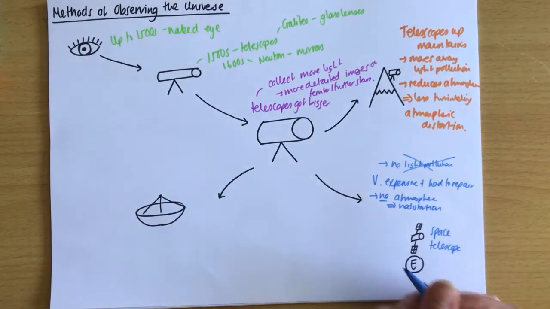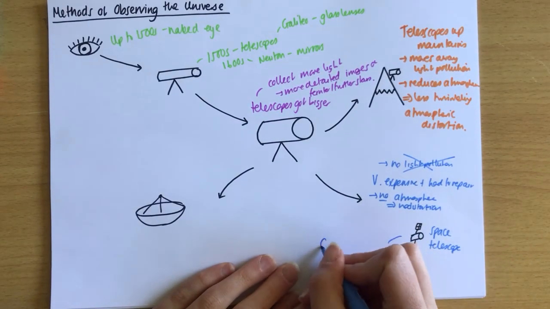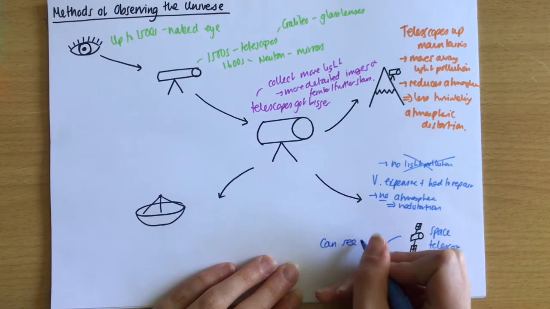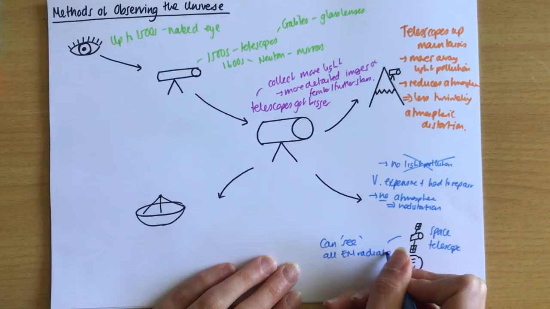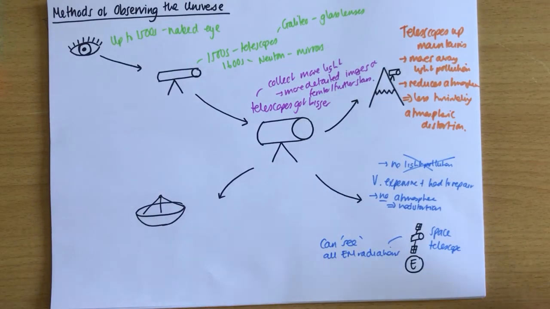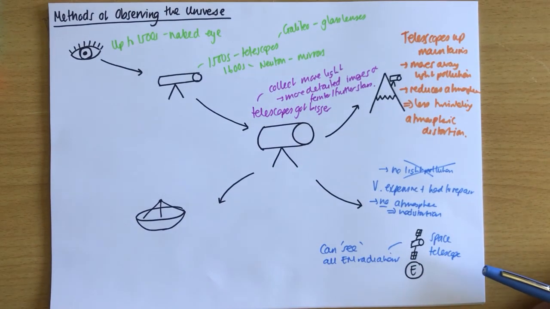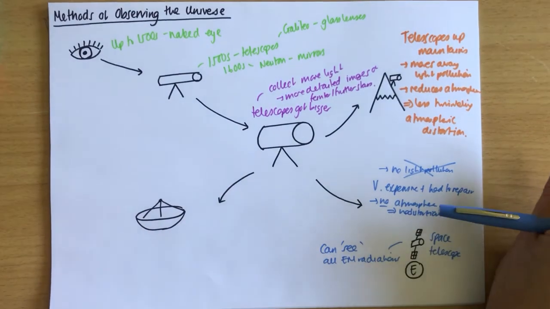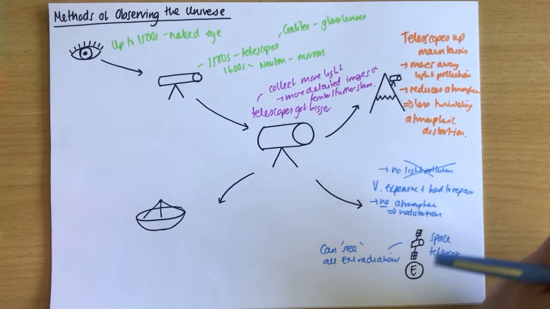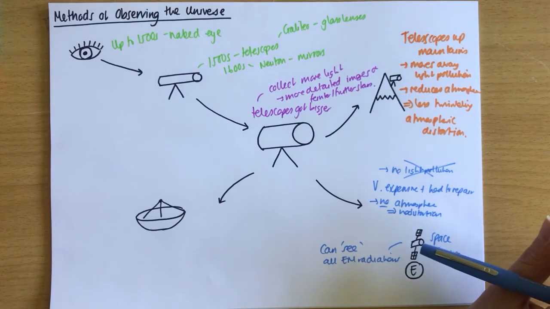The other reason is that it can see all EM radiations. So some types of EM radiation, some infrared, some gamma rays, some UV, are absorbed by the atmosphere, whereas if we're outside the atmosphere, they can't be absorbed. So you can have telescopes that don't just see visible light, they see other things, and that tells us lots of extra information. So the two main advantages: no atmospheric distortion because it's outside the atmosphere, and it can see all types of EM radiation.